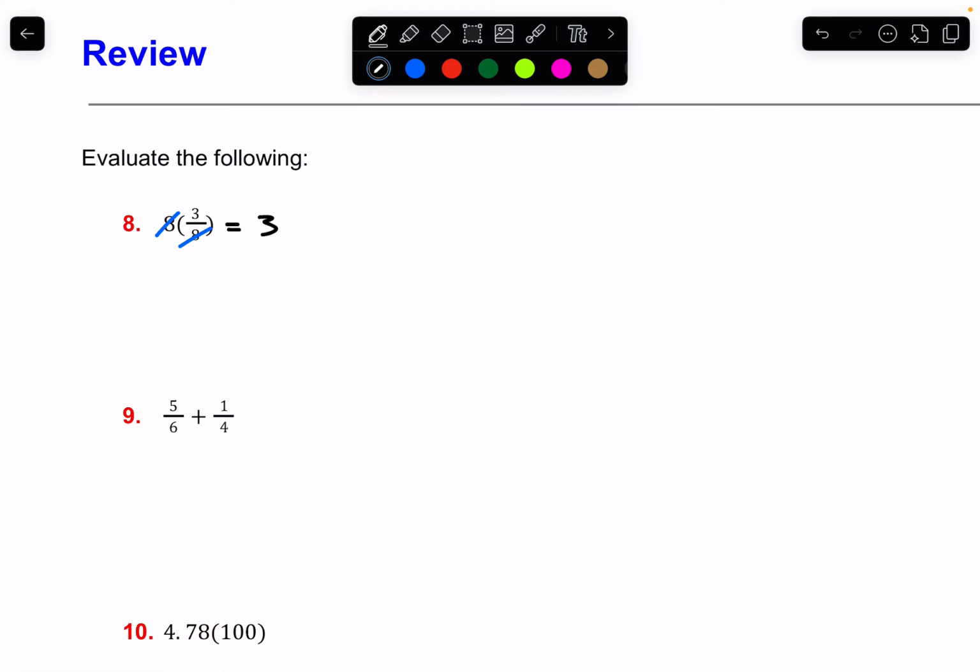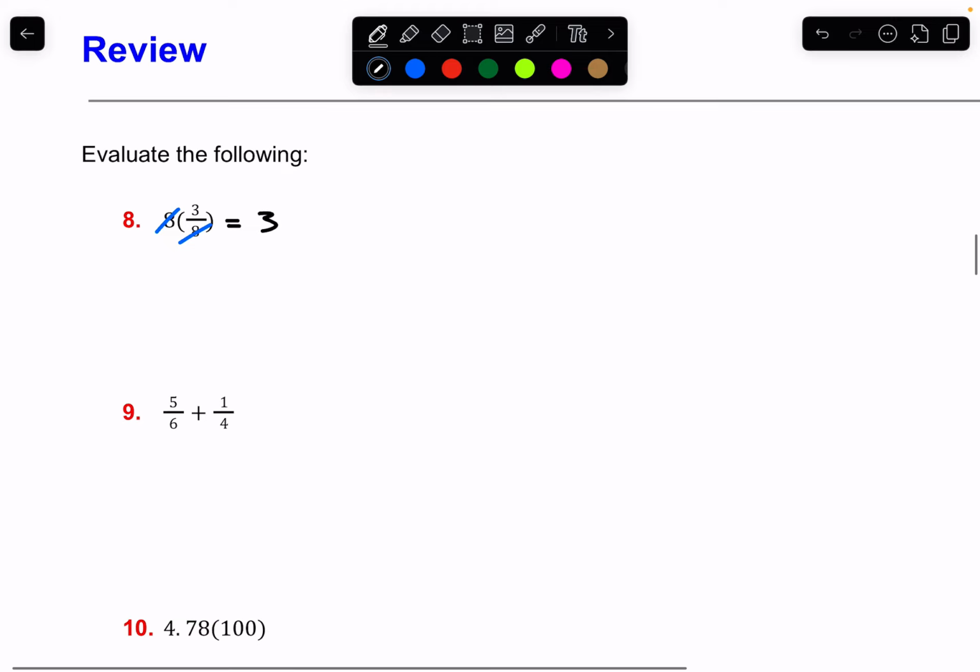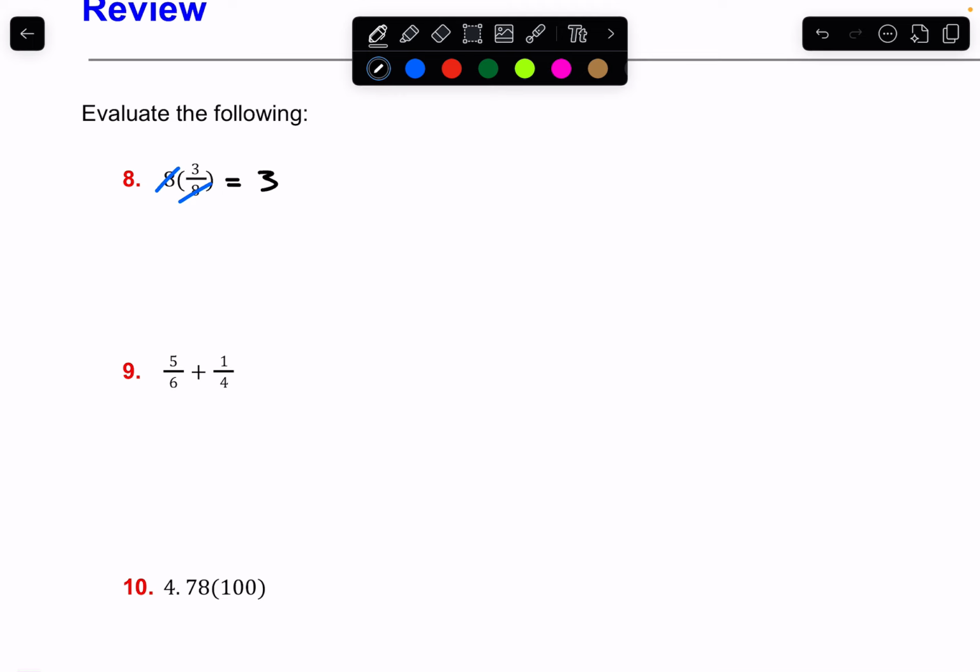Number 9, in the unfortunate case where we do not have common denominators, what we're going to have to do is find the lowest common denominator, which for this problem is going to be a 12, because the least common multiple of 6 and 4 is 12. So now, if I want to turn 5 over 6 into something over 12, 6 times 2 is 12, so on top I do 5 times 2, which will give me 10. And for the other one, 4 times 3 is 12, so 1 times 3 on top gives me 3. Add these together, and I get 13 over 12.